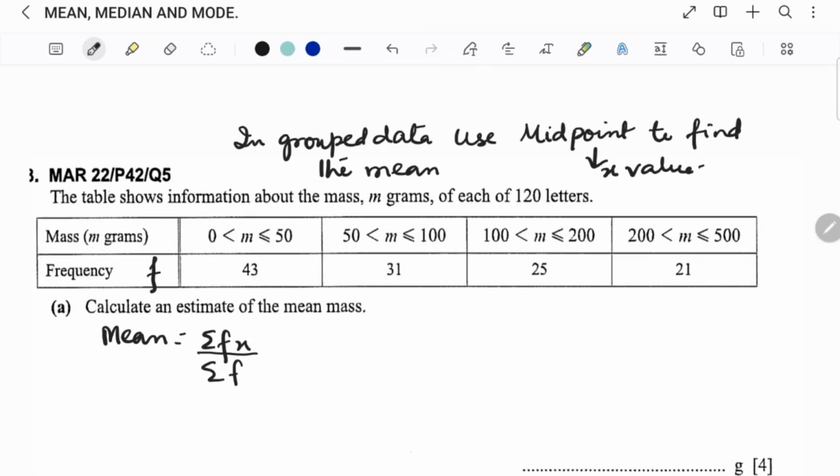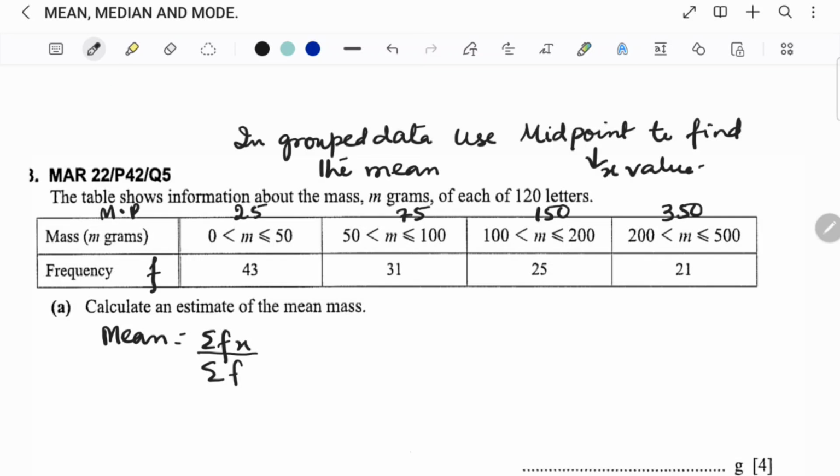0 plus 50 upon 2 is equal to 25. So your midpoint for the first one, I'm just writing down the midpoints here, is 25. The center of 0 and 50 is 25. If you can't identify the midpoint, add the two boundaries and then divide by 2. So 50 and 100, 75 is in the center; 100 and 200, 150 is in the center; and 200 to 500 is 700 divided by 2, which is equal to 350.